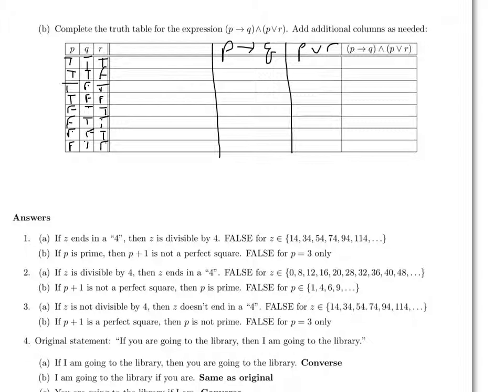So for my column for P implies Q, I know that what I'm looking for is a true P and a false Q. In other words, true hypothesis, false conclusion. And if that happens, I'll have an F in my implication. So the only time I'm going to see a true hypothesis, a false conclusion, are in rows 3 and 4. I have true, false here for P and Q, and then everything else should be a true.